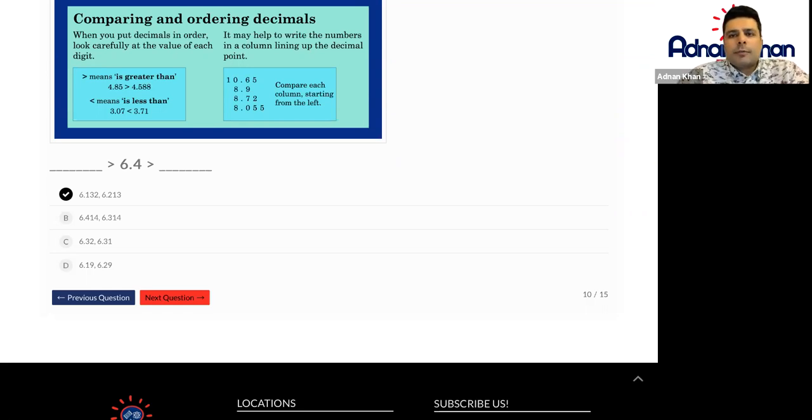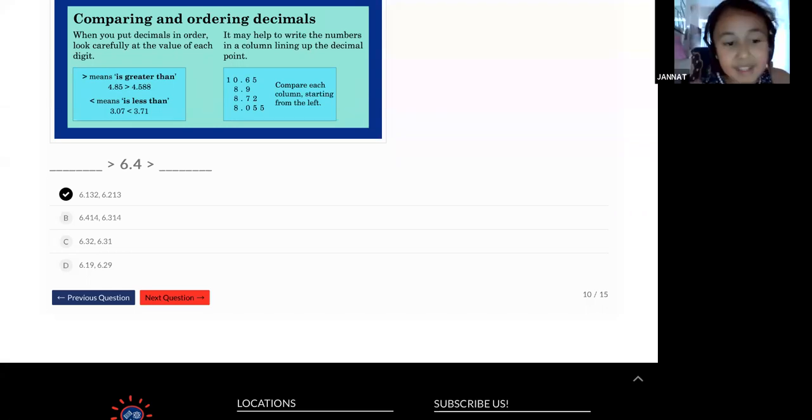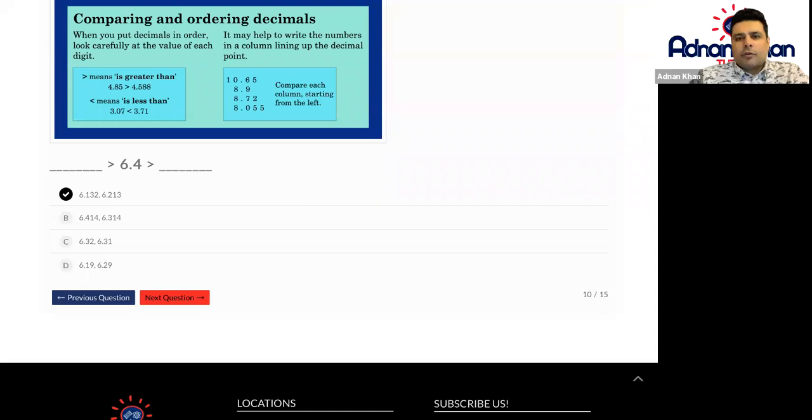So a number has to be bigger than 6.4, and then 6.4 has to be bigger than the other. B. Let's have a look. So 6.414 is bigger than 6.4, and then 6.4 is bigger than 6.314. Yes, I agree. That's right. Well done. And Inaya?